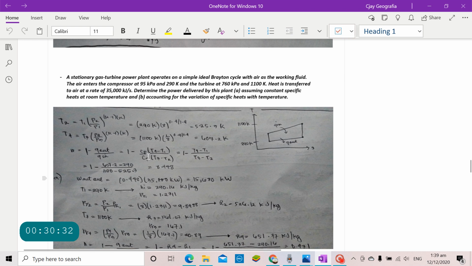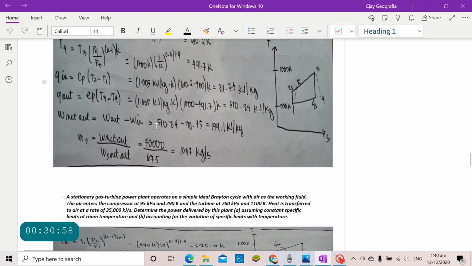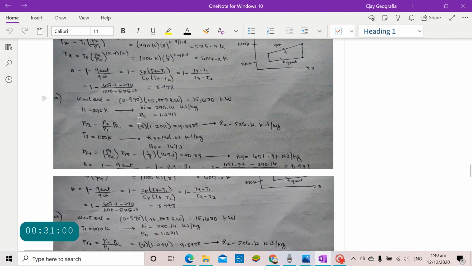So first we have to solve for the temperatures T2 and T4. After manipulating, you have to solve for the work net out, for the temperature PR2, and for the PT. First, for the work net out, same as a while ago. Work net, the totality of work, is equal simply to work out minus work in. So manipulating, you will get the answer.